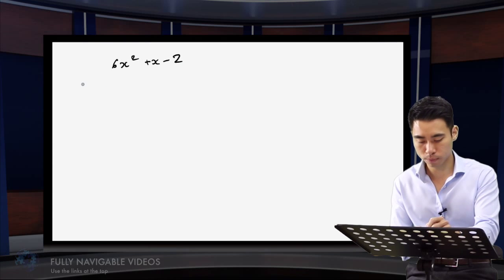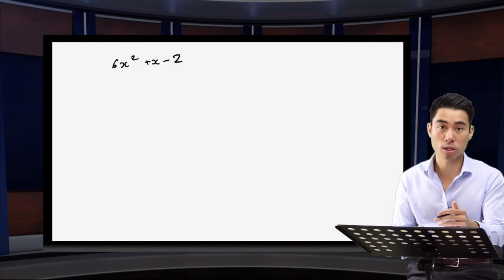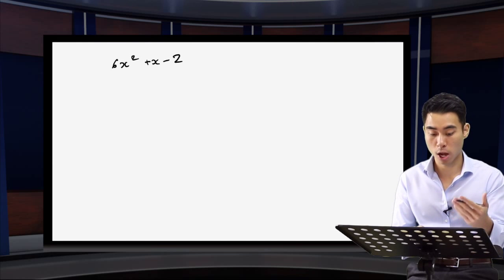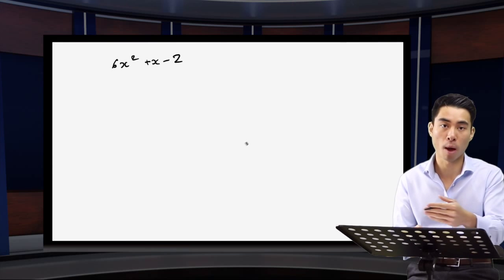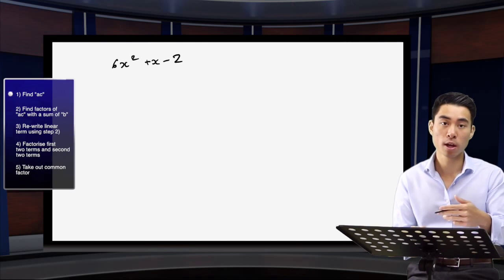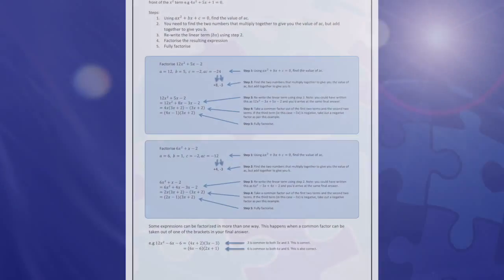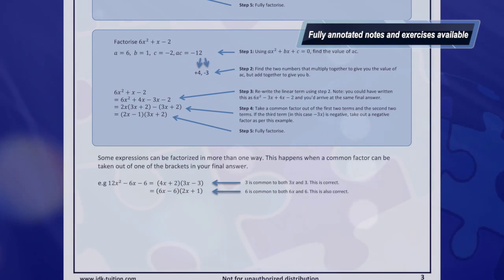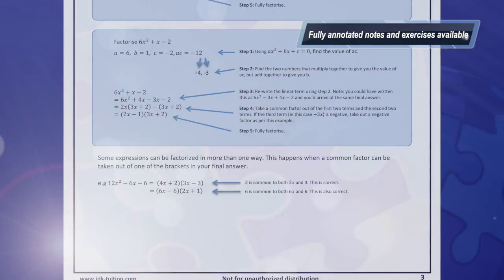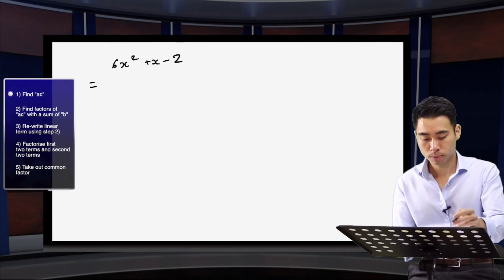And as far as factorising these more difficult types of quadratics is concerned, your steps are fairly regimented. So if you look at the side of the screen, those are the complete list of steps, and we're going to go through them one by one. Obviously, full notes are available on my website at idktuition.com, and it does explore this in a little bit more detail. But okay, so step 1.